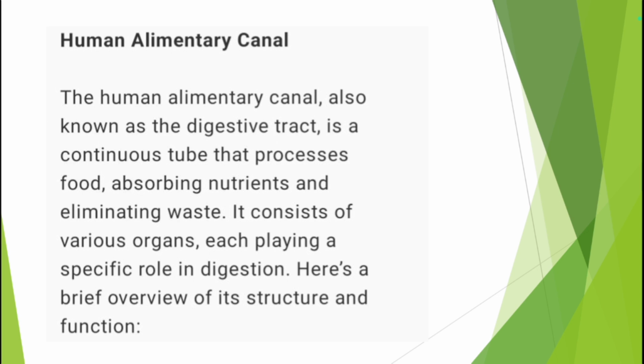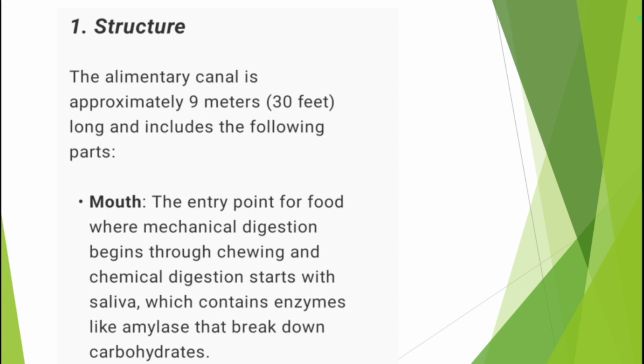Okay, now let us read about the function. Now we will be reading about the functions along with the structure of the alimentary canal. So what is the structure of the human alimentary canal? From the word you can know, canal means a single passage, or a pipe, which consists of many organs with their connections. The alimentary canal is approximately 9 meters long. Can you imagine how long the alimentary canal is? But still, it is inside our body.